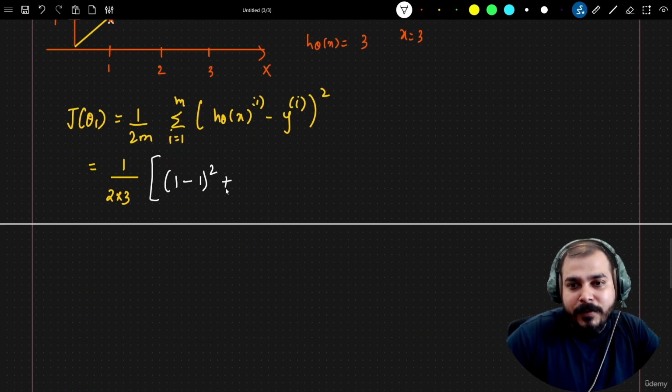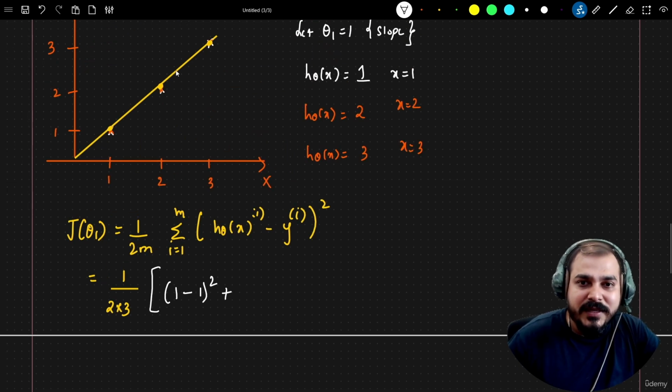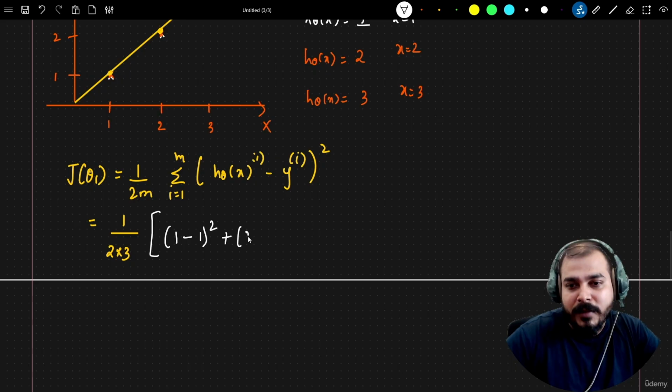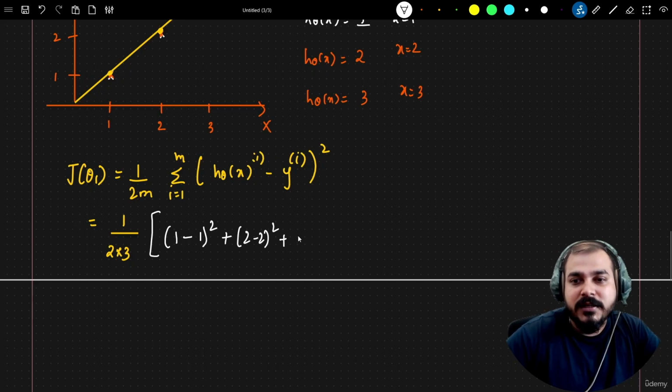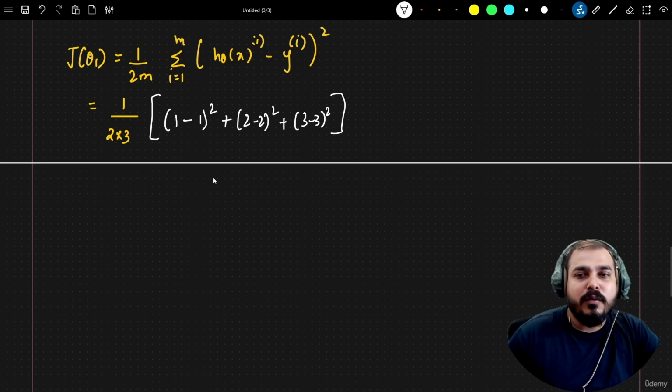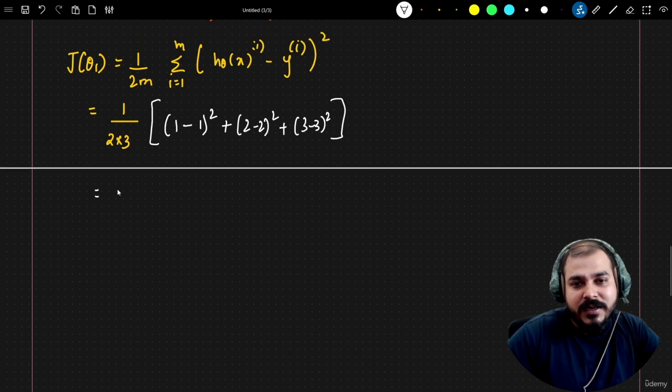Then plus, we'll go to i equal to 2. Over here you can see when the x value is 2, h theta of x(i) is also 2 and y is also 2, right? So over here I'm going to write 2 minus 2 whole square. And similarly this is 3 minus 3 whole square. So overall, if I try to find out, it is 0.